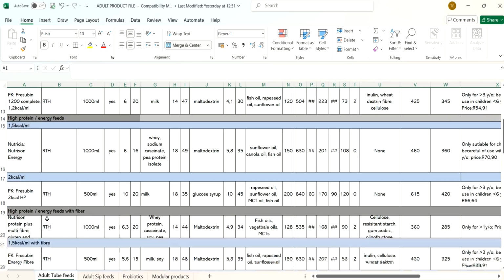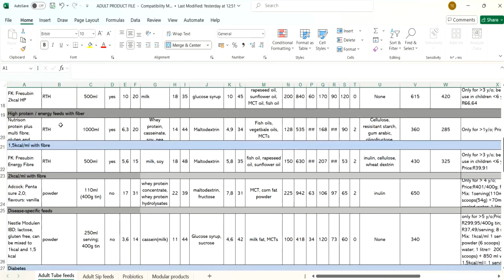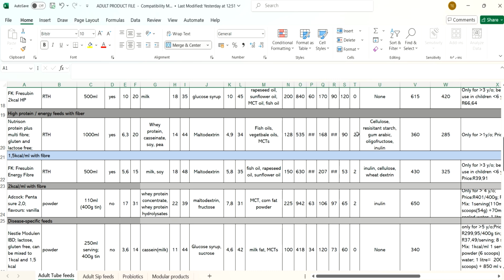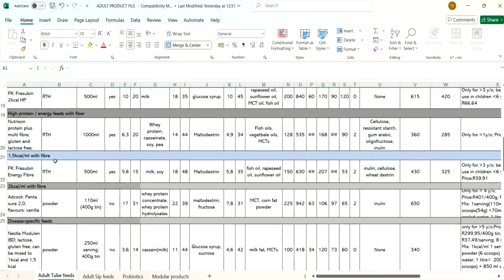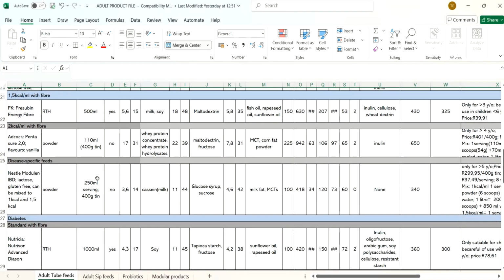And then we have high energy and high protein energy feeds with fiber. You do the same thing. For example, this one was a multi-fiber one, so you list all of the different sources of fiber there, and yeah, you go about doing that. Because again, it was high protein or energy with fiber, I've separated it into 1.5 kcal per ml, 2 kcal per ml, etc. With disease-specific feeds, I've given the example of the Nestle Modulen IBD because it's for Crohn's disease or irritable bowel disease, right?